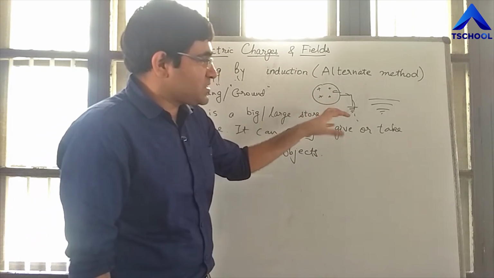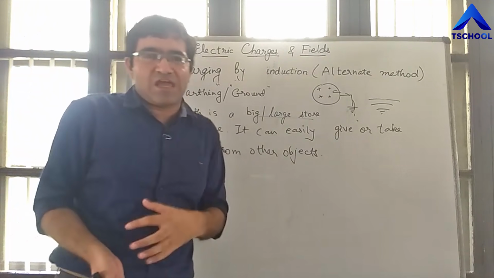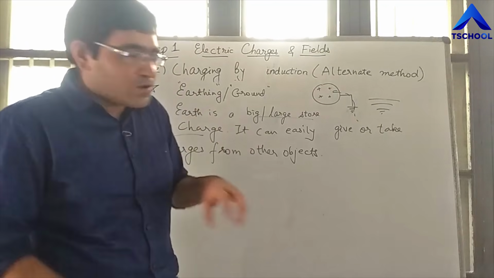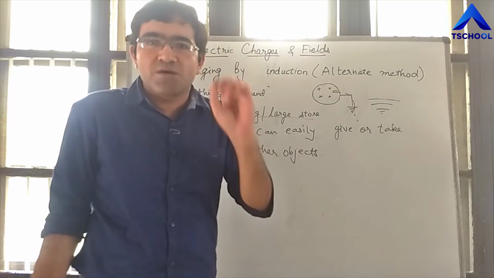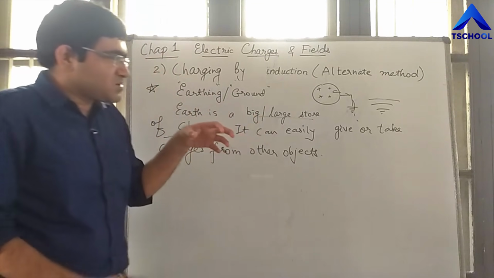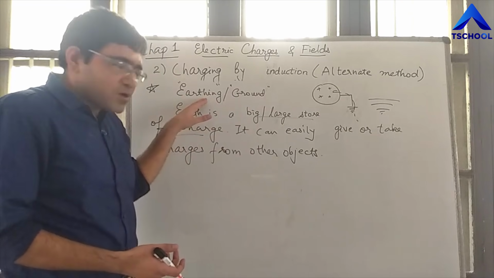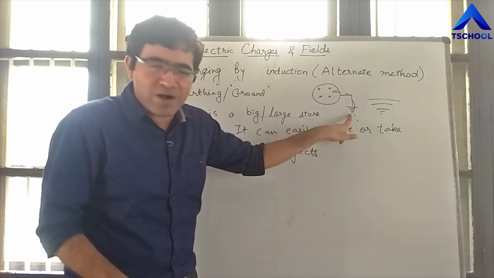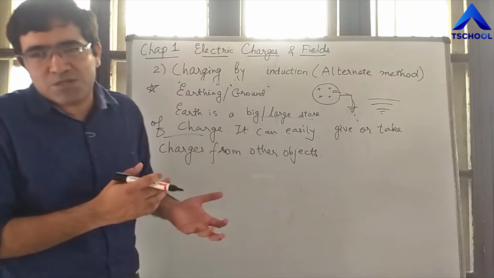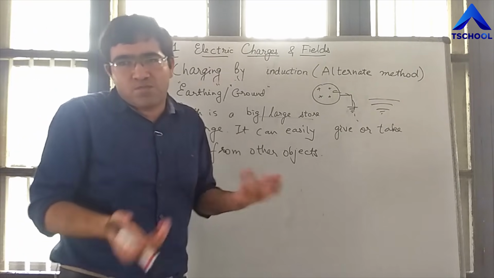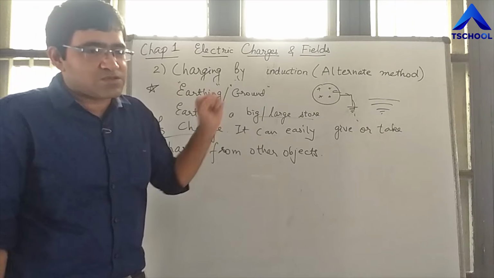So the earth, because it's a large store of charge, can easily give or take the charge from other objects. Now it's not always that it will make it neutral. In this kind of situation it does, but not always. Whenever we connect an object to the earth, we call it earthing. That's its symbol, connected with a wire like this. It means it can easily give and take charges to or from the earth. So remember that word, earthing, and then we can see this alternate method.